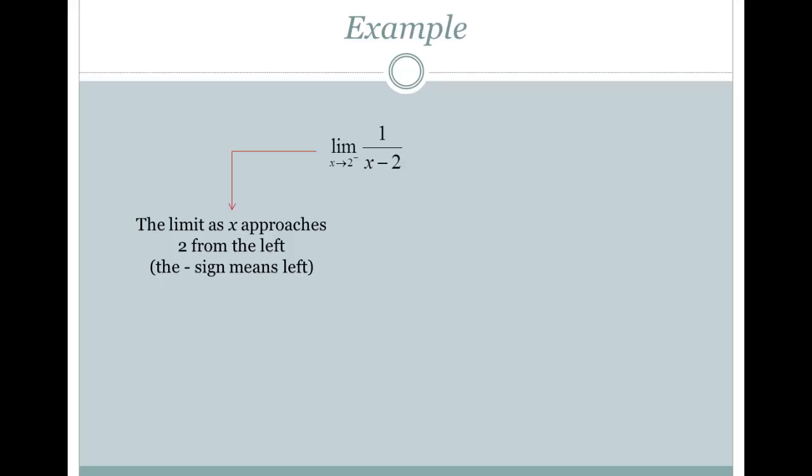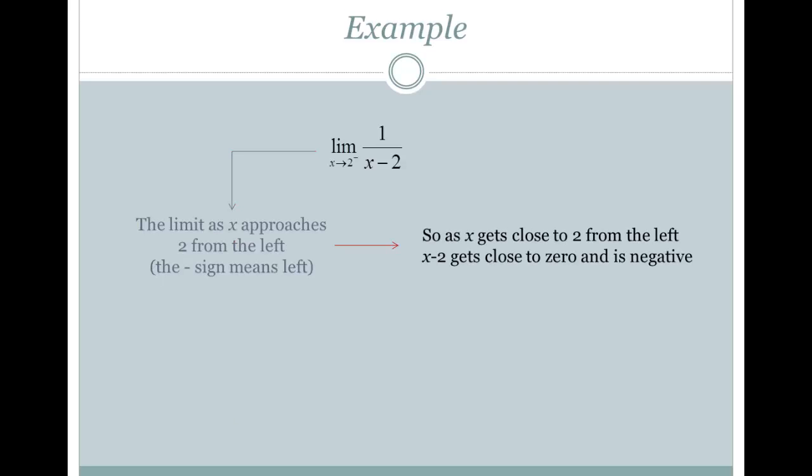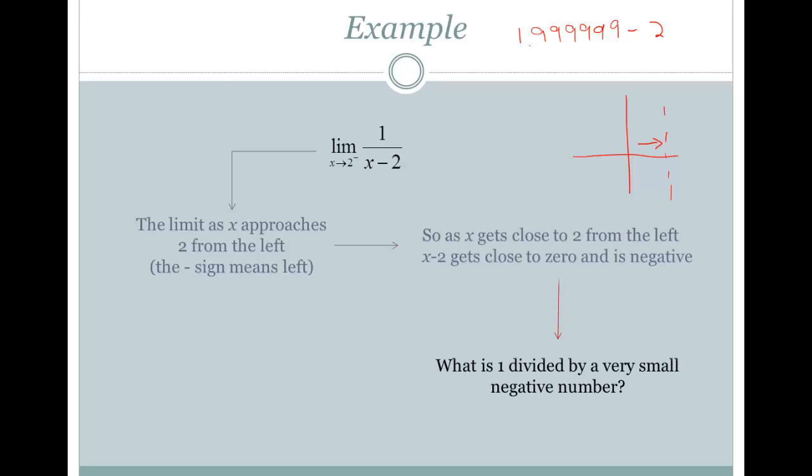Okay, this is coming in from the left, and so x is close to 2 from the left. This time I'm coming in from this direction, so I can say something like 1.999999, etc., minus 2. Again, this number is going to be 0.000, a bunch of zeros and then a 1, let's say, but it's going to be negative because the 2 is going to be bigger than that. And so what we're going to get is 1 divided by a very small negative number, like negative 0.000001, let's say. And then I get a very large negative number, okay?